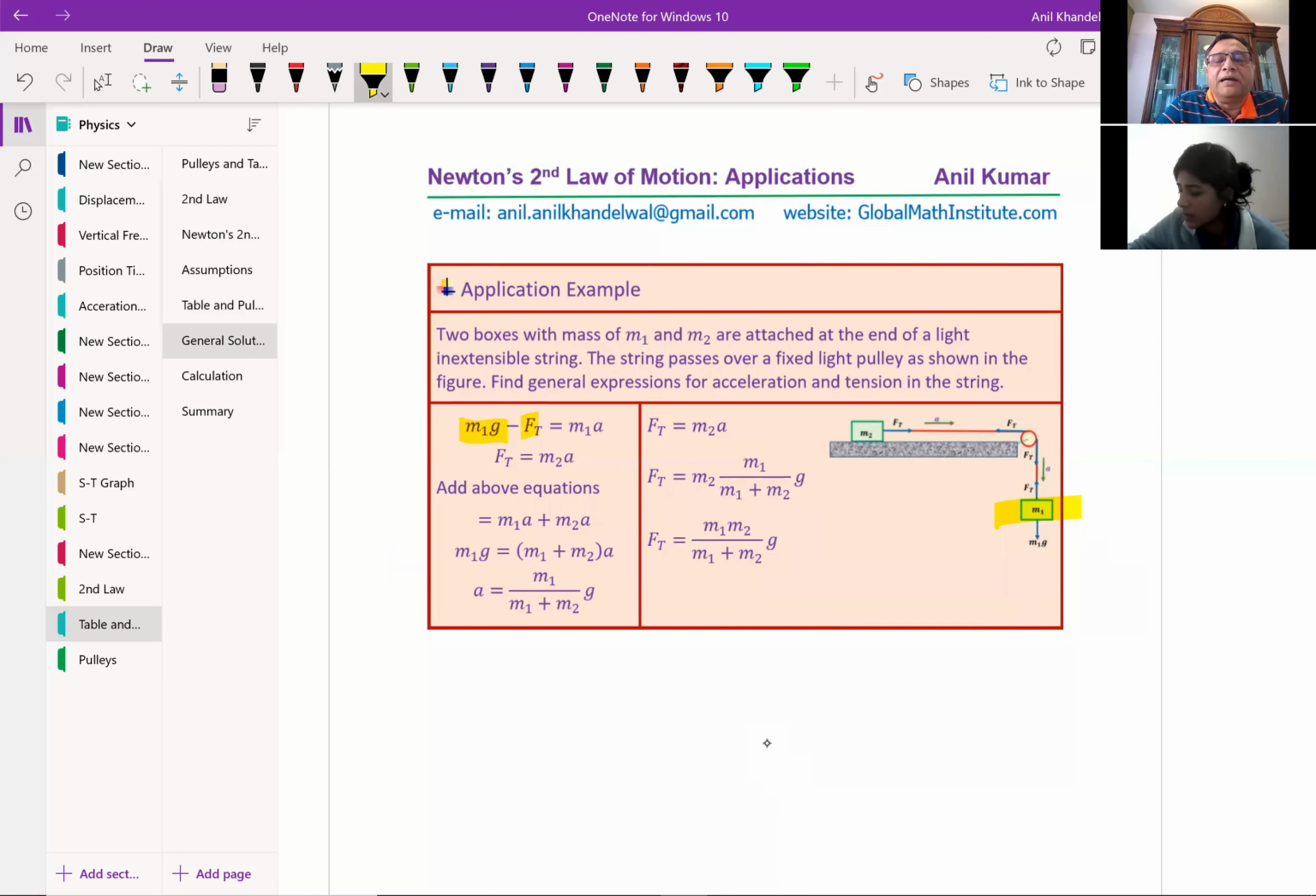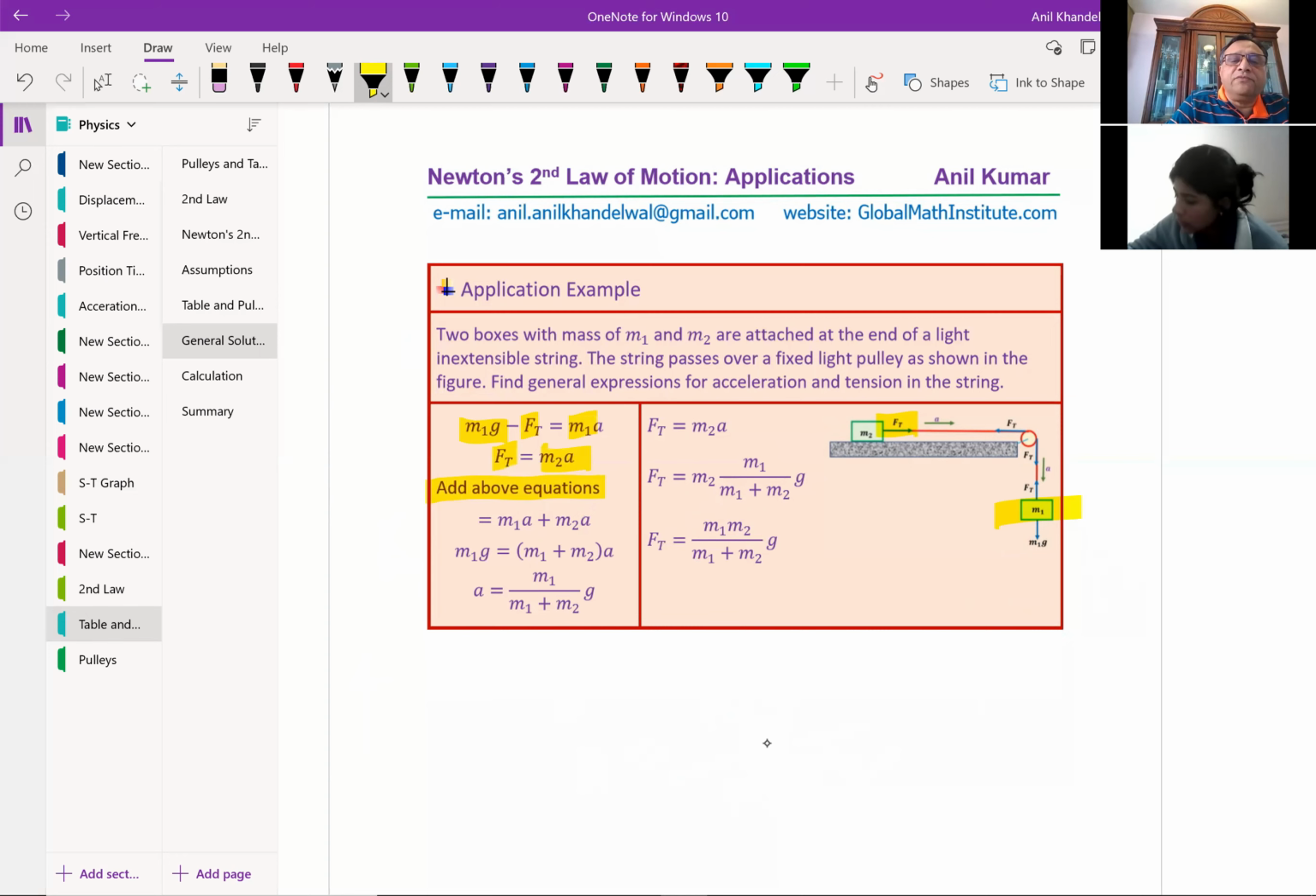m1g minus the tension is equal to m1a, where a is the acceleration. And this tension is applied to the second mass, which is on the table, which also moves with the acceleration a. So F of T is also equal to m2a. If I add the above two equations, what do we get?